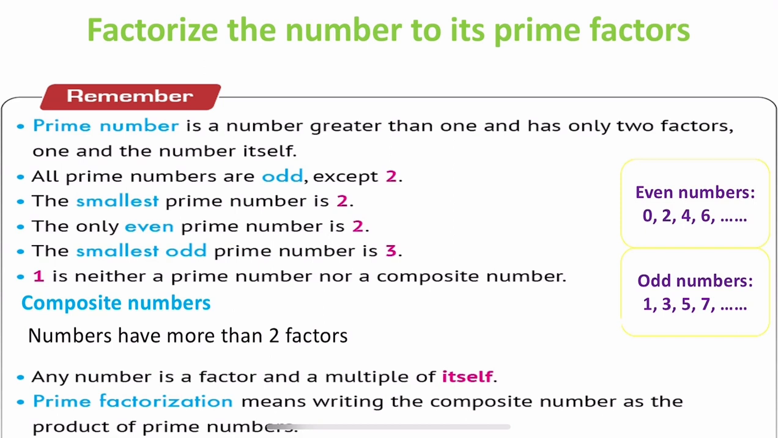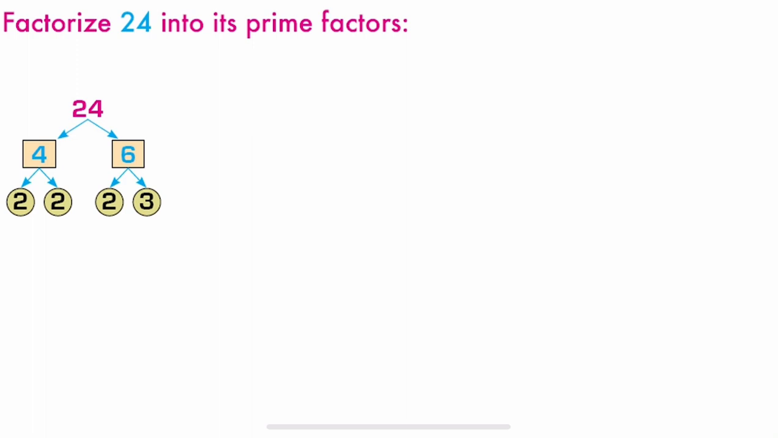Now, for prime factorization, we can write any composite number as a product of prime numbers. Like, if I ask you to factorize 24 to its prime factors, we may write 24 equals 6 times 4, and 4 equals 2 times 2, 6 equals 2 times 3. So this is called prime factorization for the number 24.